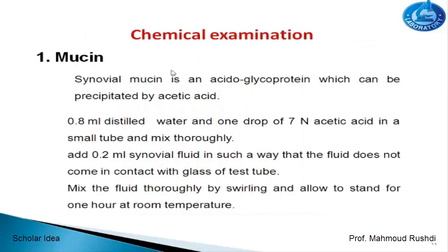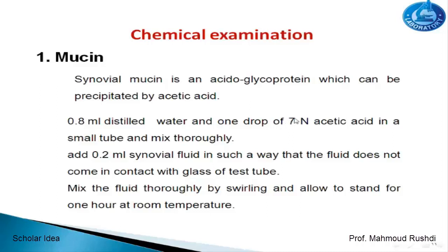Chemical examination. Mucin. Synovial mucin is an acidoglycoprotein which can be precipitated by acetic acid. The mucin test is used to detect inflammation of the joint, as the level of mucin is decreased in inflammatory conditions of the synovial fluid.